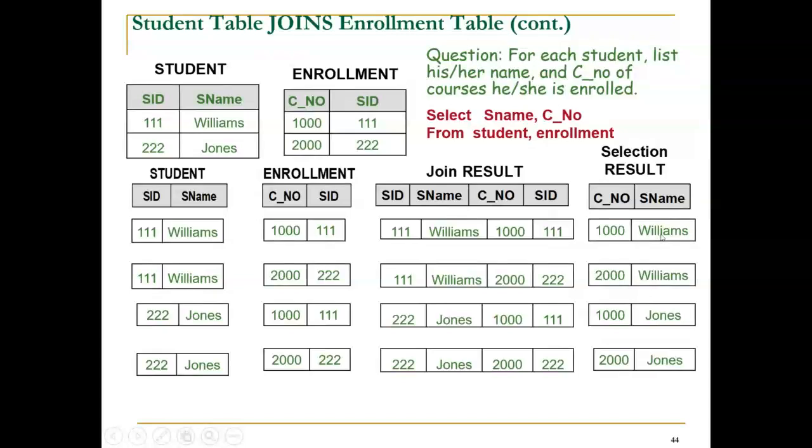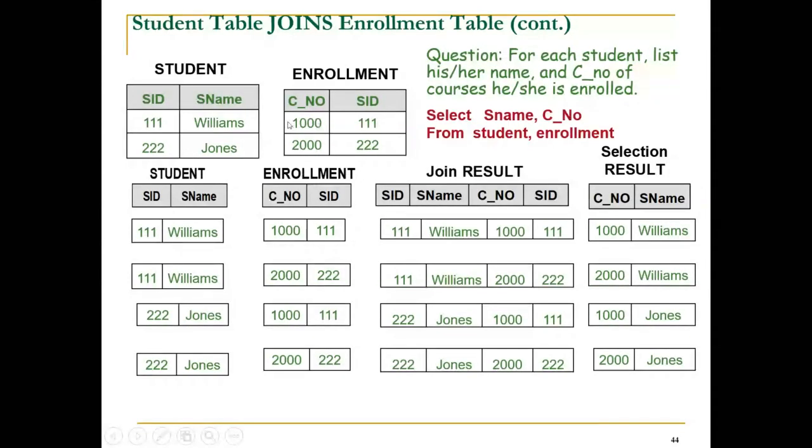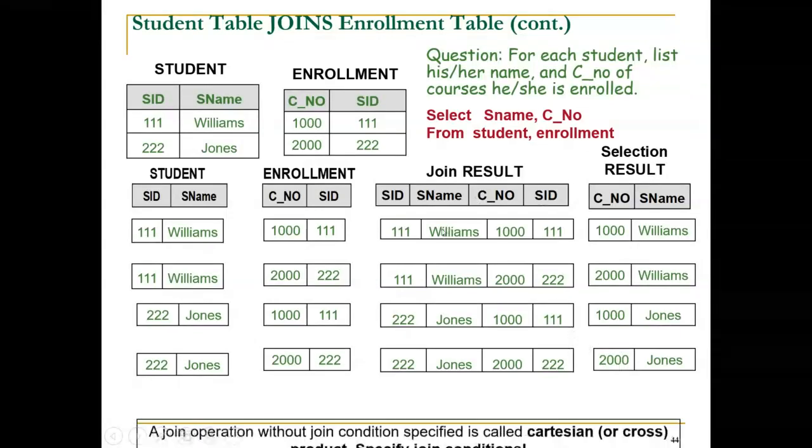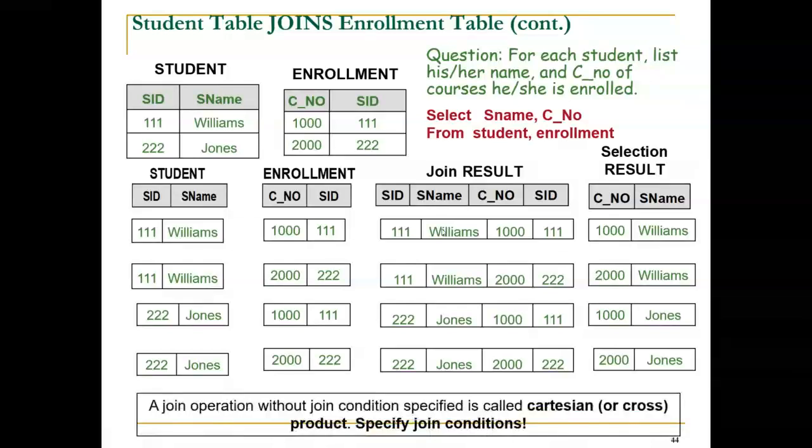So in this case, the result is definitely wrong. It's showing that William is taking both CNO 1000 and CNO 2000. That's not true because William only takes CNO 1000. Similarly for Jones. So that's why this join condition is extremely important. You should never miss the join condition.